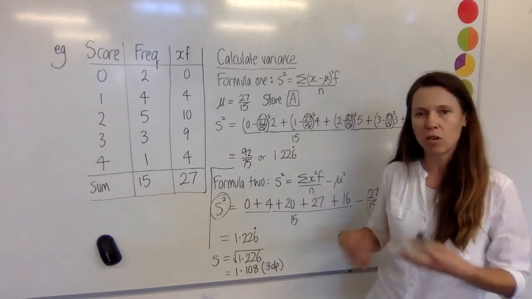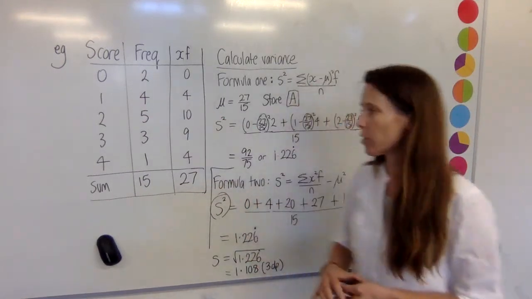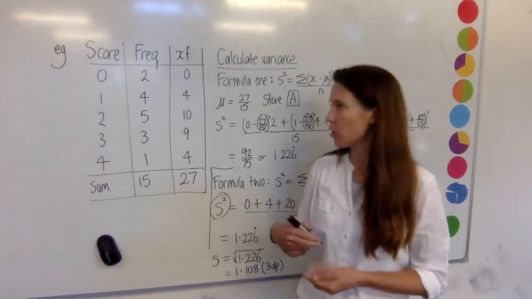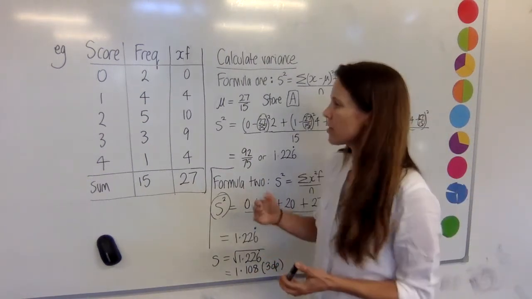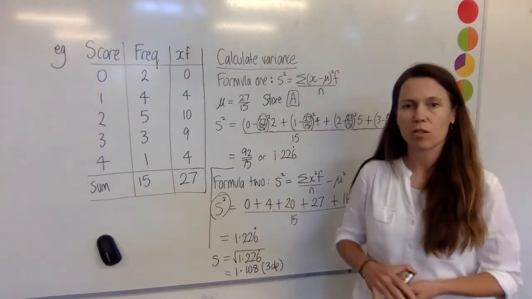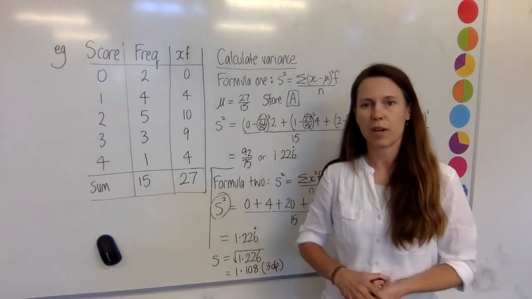Now, what does this mean? It means that on average, these scores of how many siblings each person in the class had was a little more than 1 away from the average. Now, obviously, nobody was 1.1 away from the average because you can only have a whole number of siblings, but it gives us an idea of the average spread of the data.